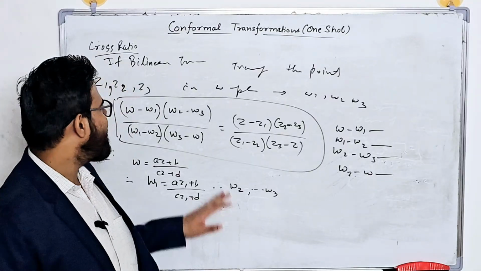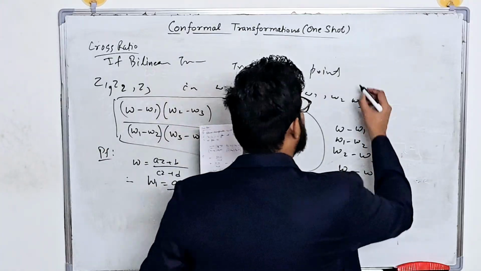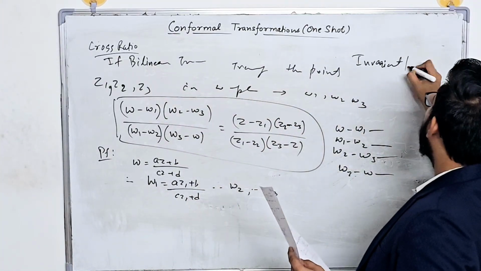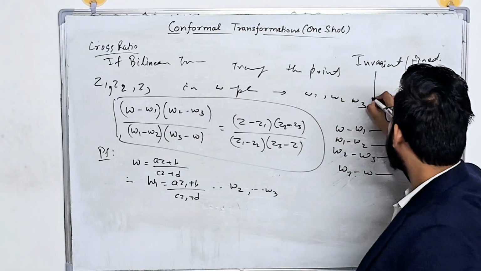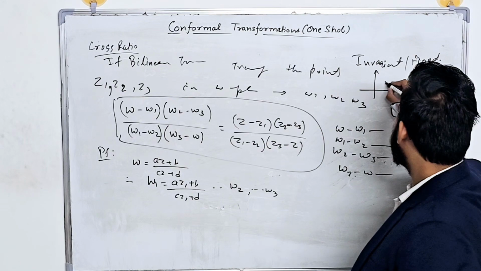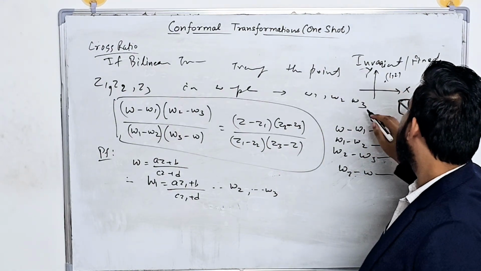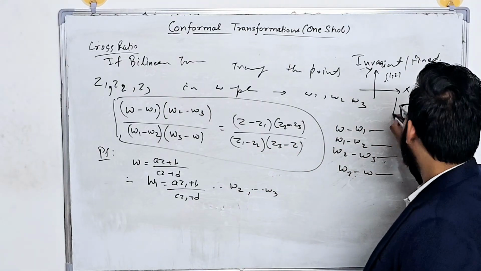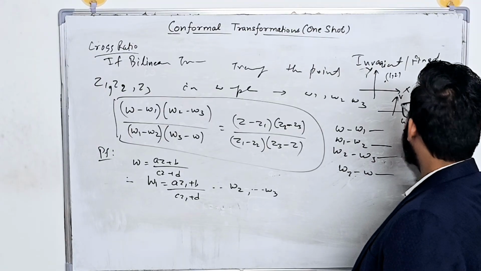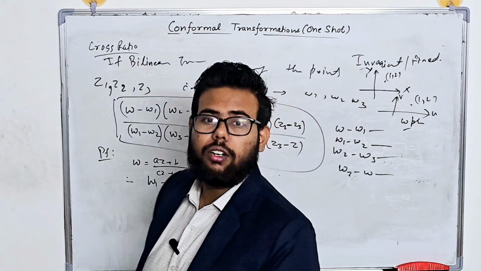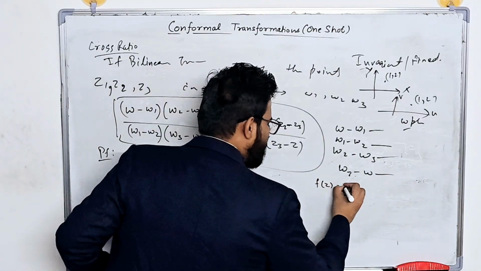Okay, so let's erase this and let's move to something called an invariant or fixed point. What is an invariant or fixed point? Well, suppose there's a point in the xy plane, the z plane, like this. Suppose 1 comma 2. After transformation, the point is still at 1 comma 2 in the uv plane also, that is the w plane. Then such points are called invariant points or fixed points. So in such cases, f of z is equal to z, right?